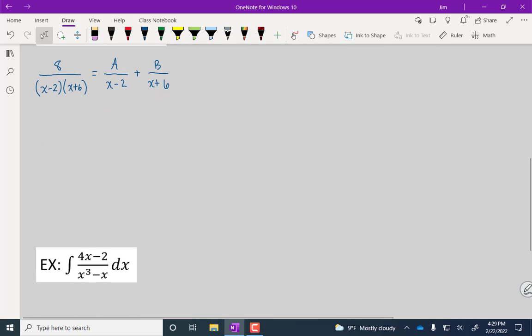We multiply both sides by the LCD, this denominator over here. When we multiply, we get some cancellation on the right. If we multiply the right-hand side by this, the x minus 2's cancel for this one, and the x plus 4's cancel for that one. And we get that.